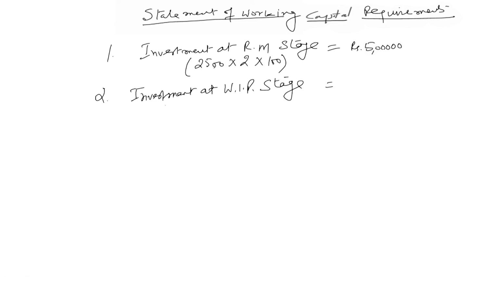We will calculate here, number 1 is raw material. Raw material is how much? We are producing 2,500 units, raw material is 100. So how much does it work out as? This is 2,50,000. Total requirement is going to be 2,50,000. This is one component of the WIP cost, and the second component of the WIP cost is the manufacturing expenses.